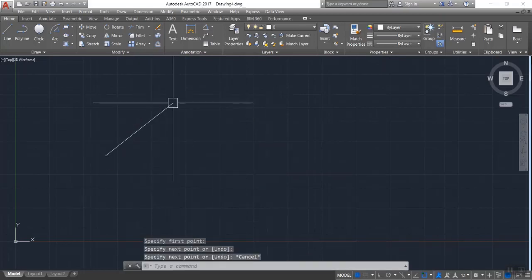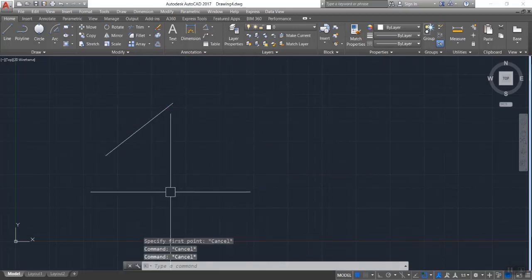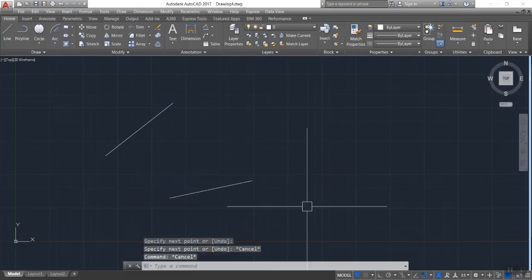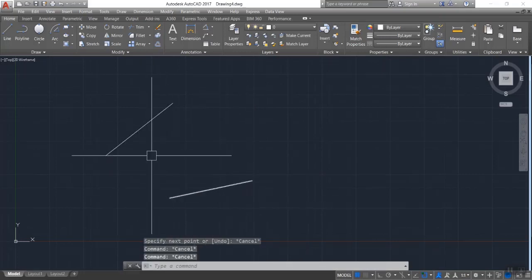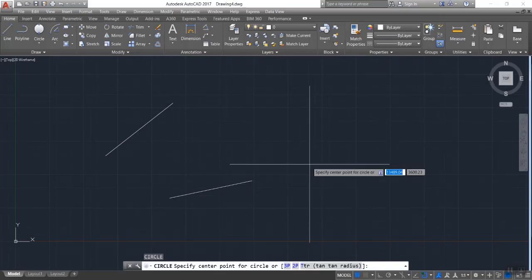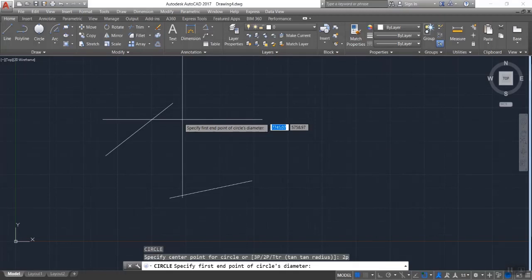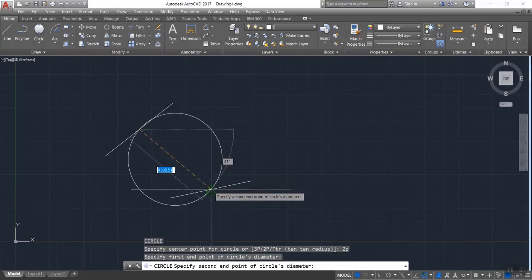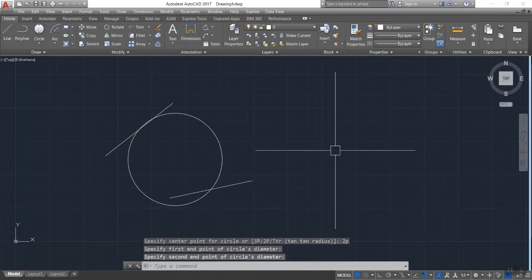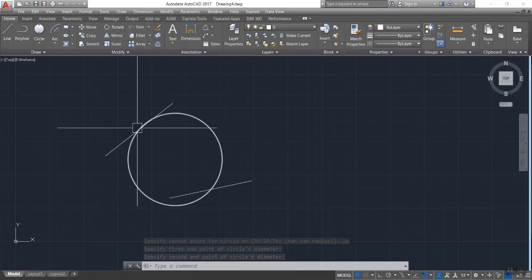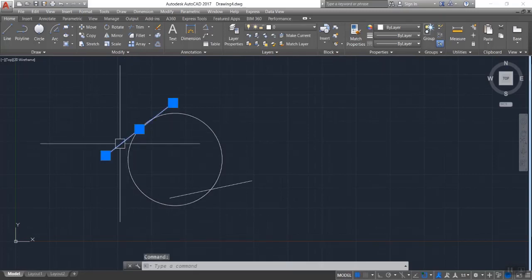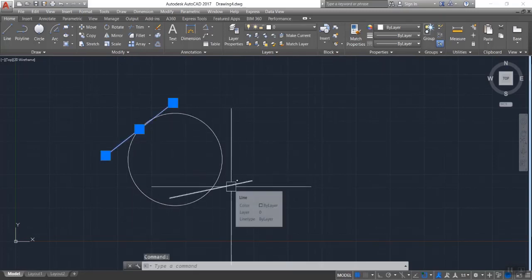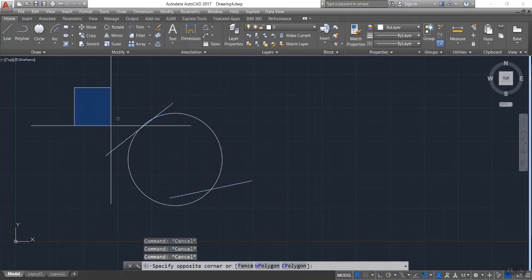In this case it's easier, but if we have a line over here and a line over here, and we need a circle between these two, then C enter, 2p enter, and for the first point we need the mid of this line, and the second is the mid of the second line. So we get a circle. The first point is at the mid of this line, and the second point is at the mid of this line. So like that we can draw a circle.